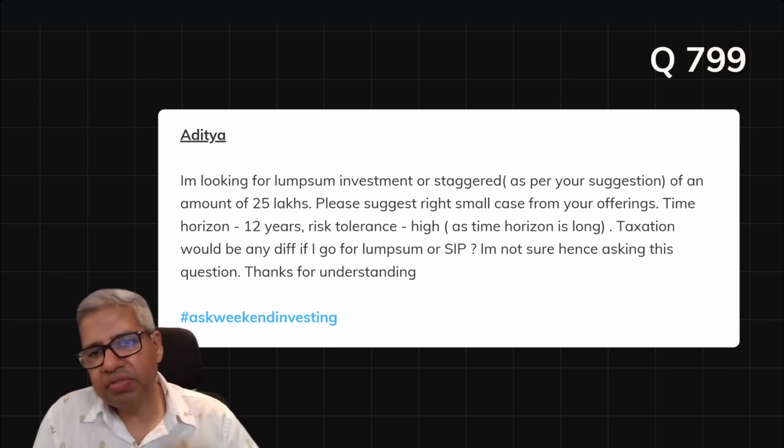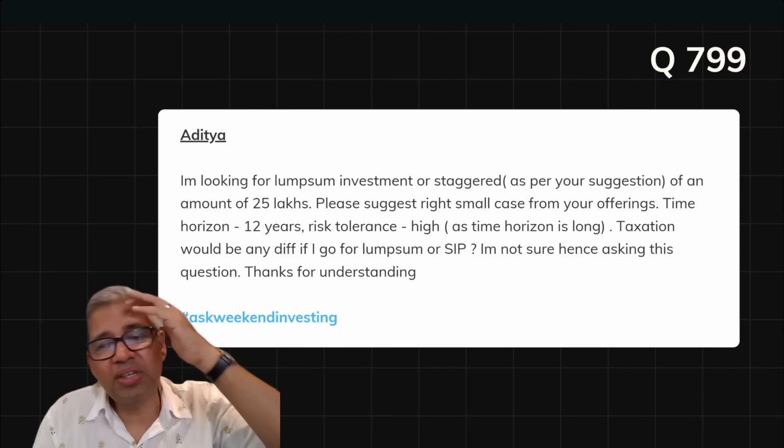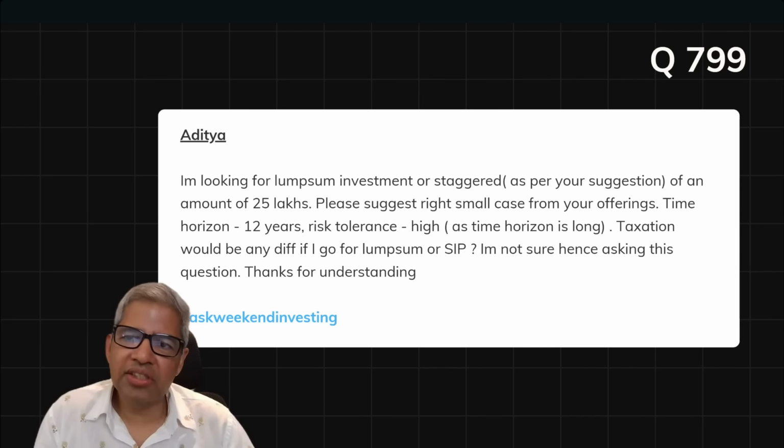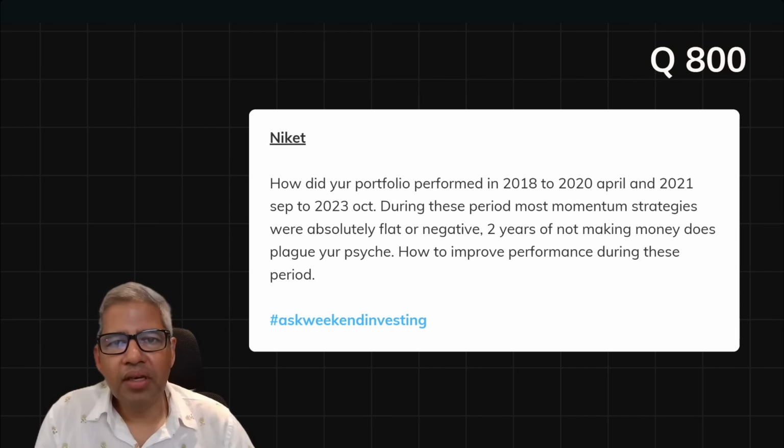Taxation, will it be any different if I go for lump sum or SIPs? No, I don't think so. I don't think taxation needs to be too much of a worry.